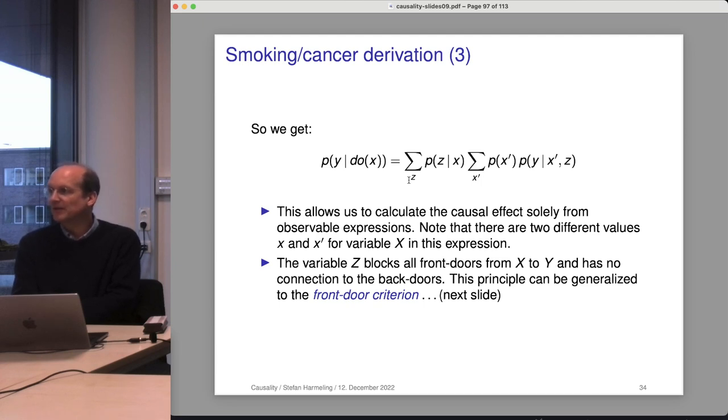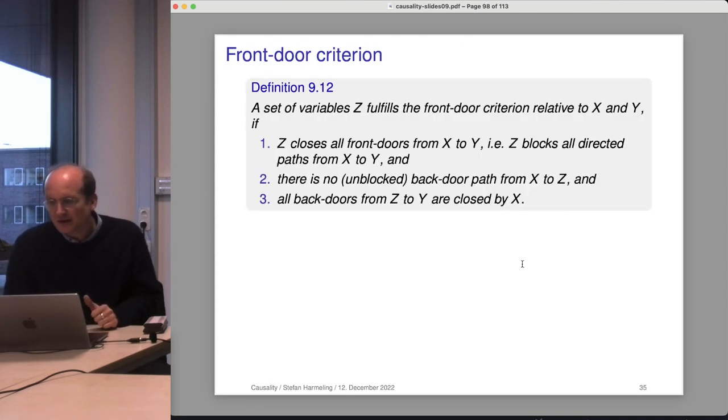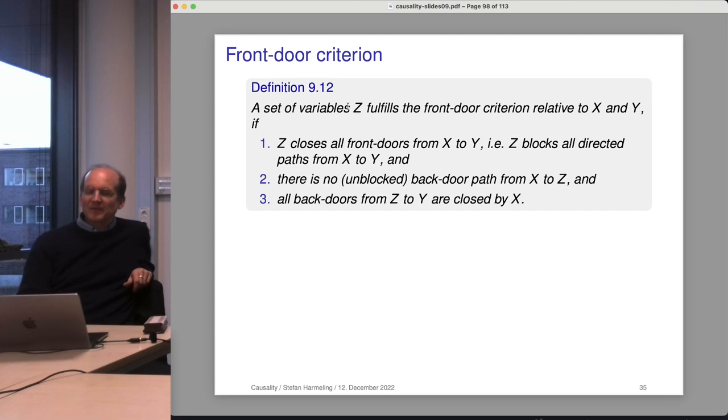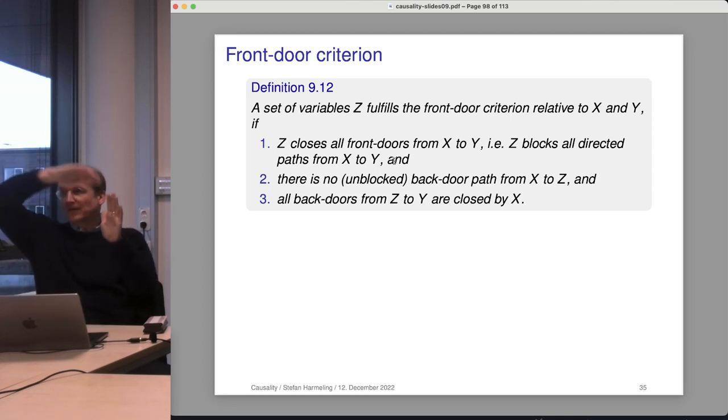Okay, it's not influenced by the gene, so there's no weird correlation between those. But the Z is really only directly influenced by the X, and the Z is directly influencing the Y. There might be also, I think, a direct connection from X to Y, but now it needs to be closed. Okay, so the set of variables fulfills the front-door criterion if Z closes all front doors from x to y. That means z closes all directed paths from x to y. So there cannot be a direct path from x to y. Then the formula wouldn't work. Okay? And the reason why that's the case is because the direct connection cannot be distinguished from the back doors.